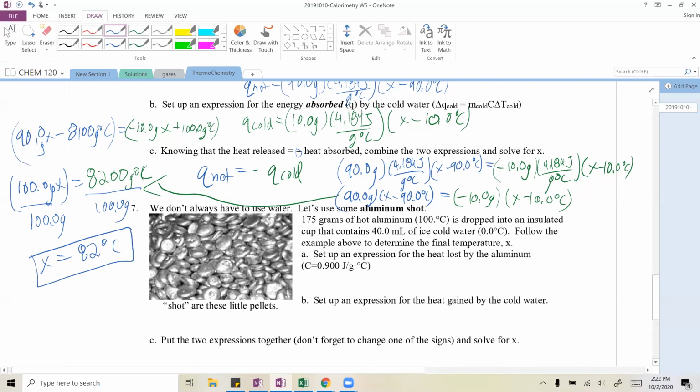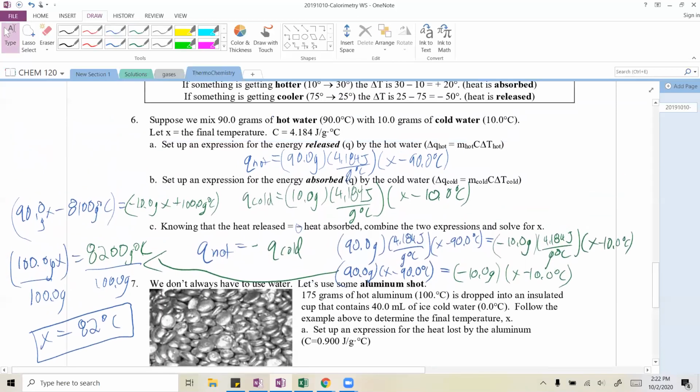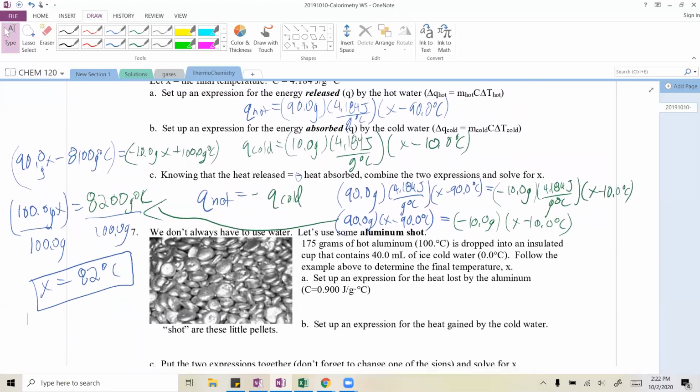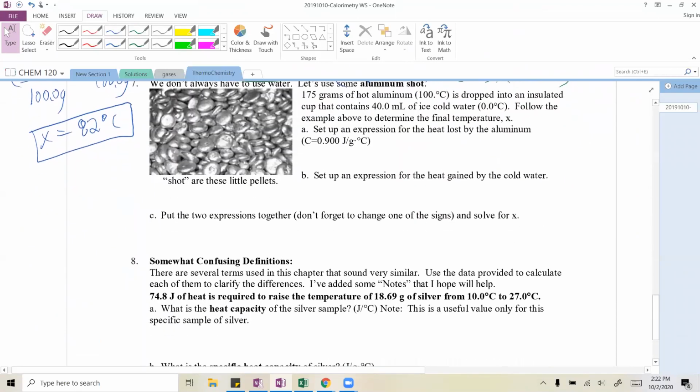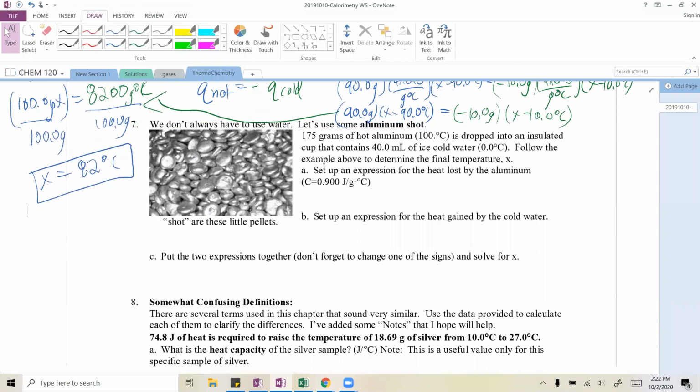Which makes sense because it's not halfway, but it's between our 10 degrees Celsius, which is what our cold started with, and the 90 degrees Celsius, which is what our hot started with. So that's a good sign. And so that's what we were looking for. And so this is kind of how calorimetry works. Now, it doesn't always have to be water. Sometimes we can get a lot of different types of things.